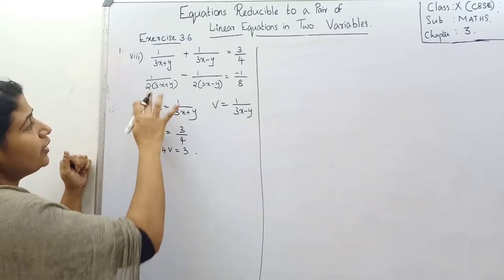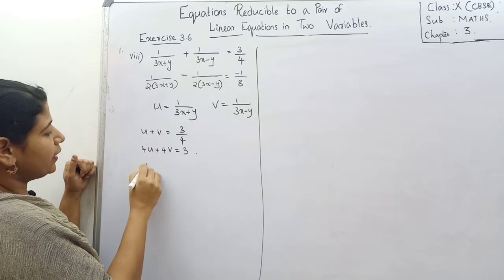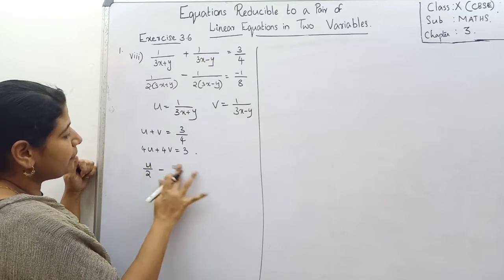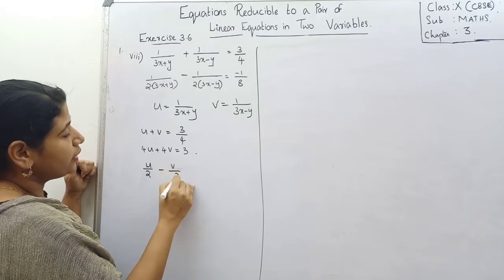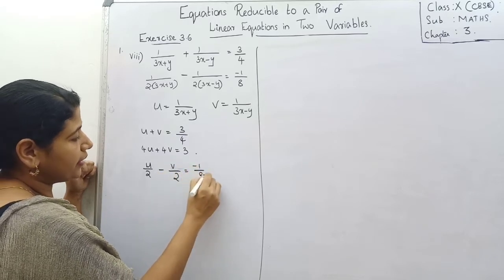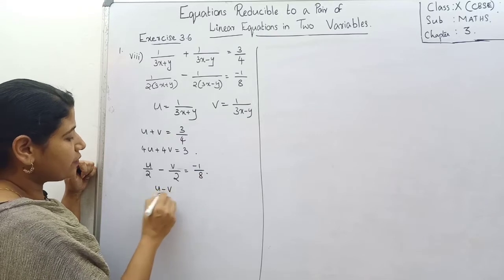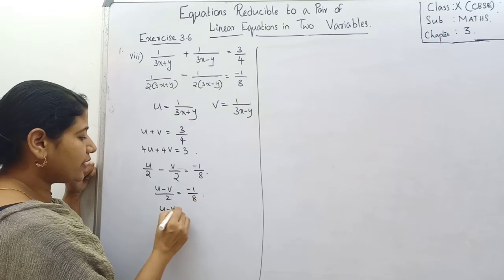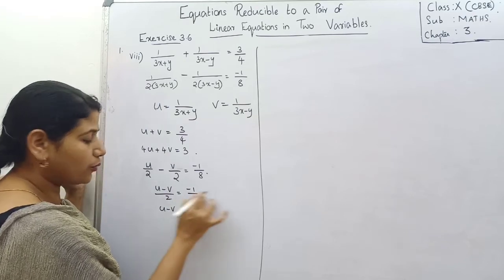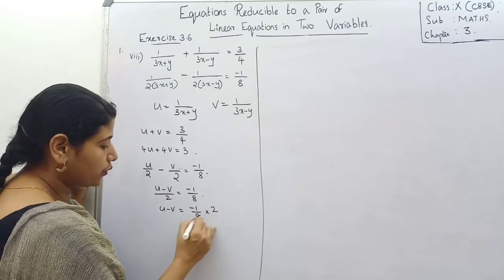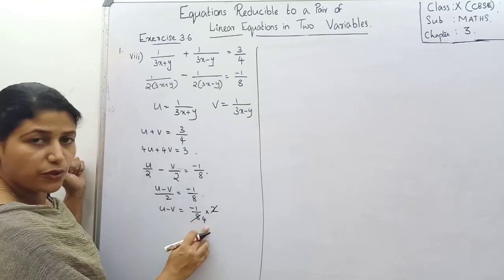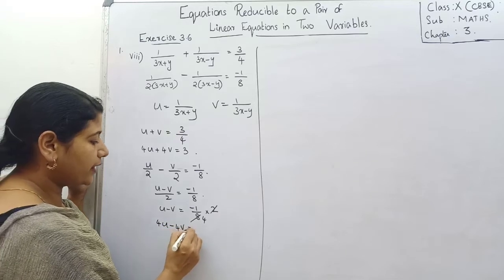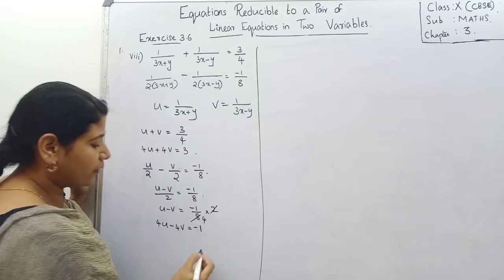Now the next one, 1 by 2 into u, or we can write u by 2 minus v by 2 equal to negative 1 by 8. So we can write (u minus v) by 2 equal to negative 1 by 8, or u minus v equal to negative 1 by 8 into 2. So this is 4. Here also we have to take this 4 to this side. You will get 4u minus 4v equal to negative 1.